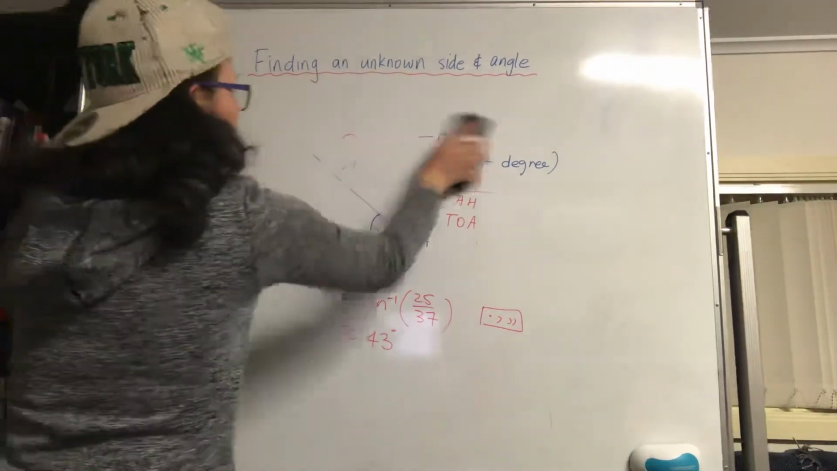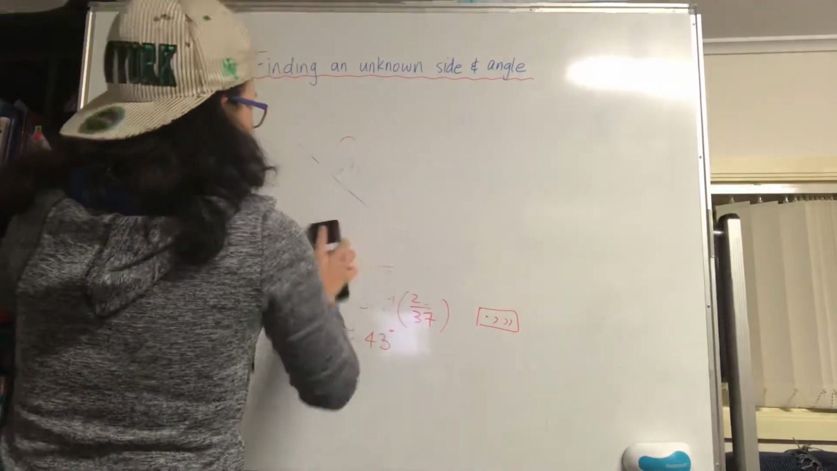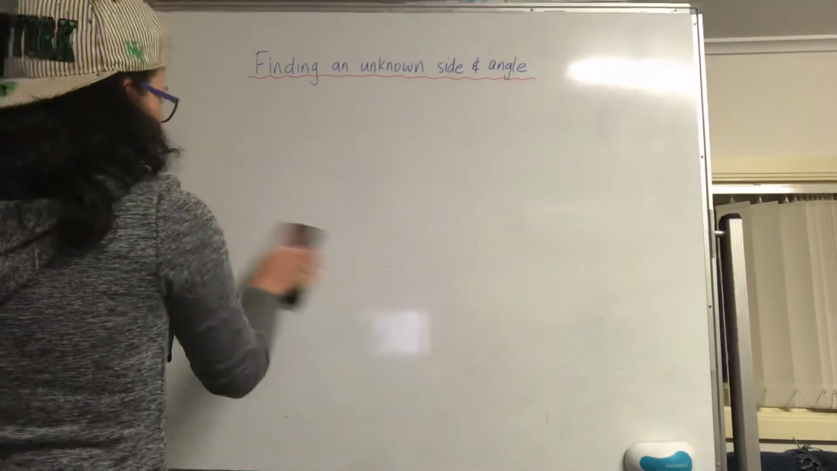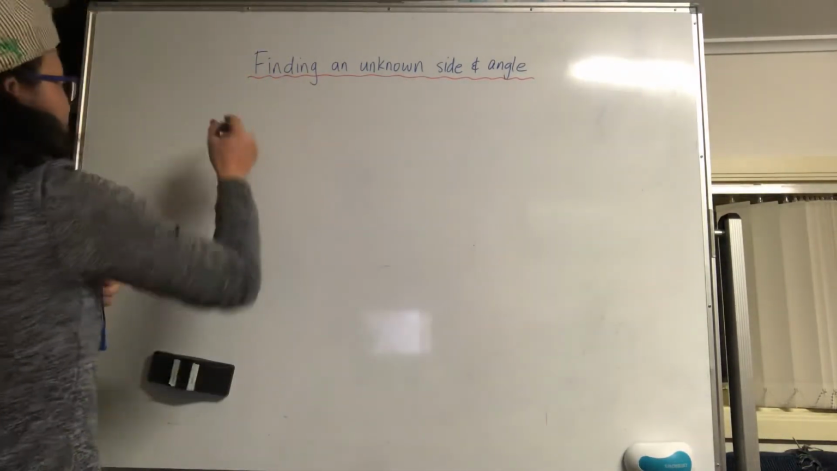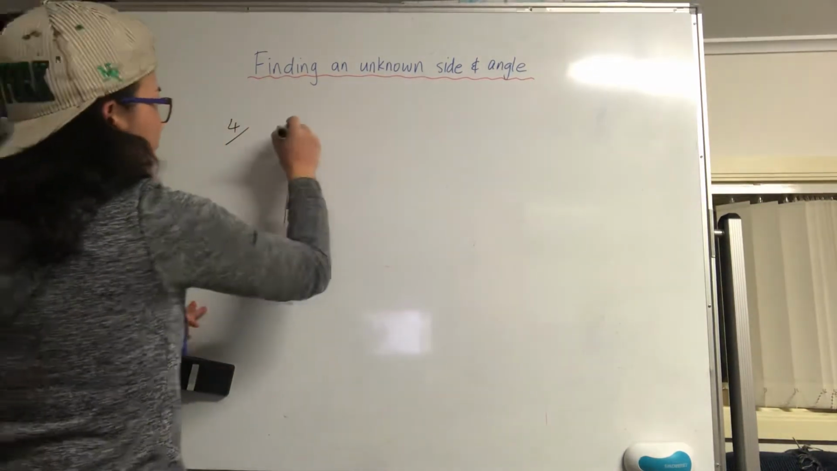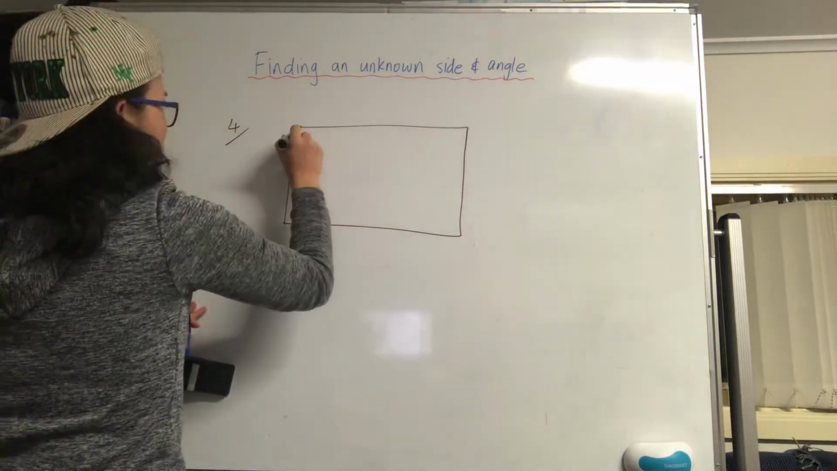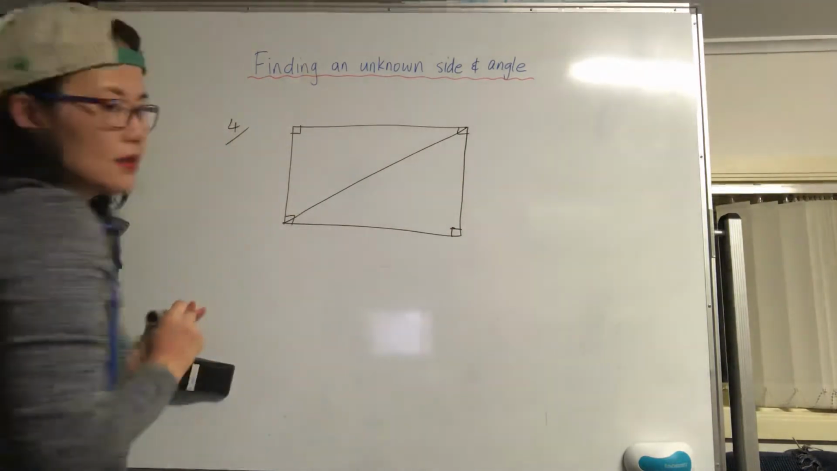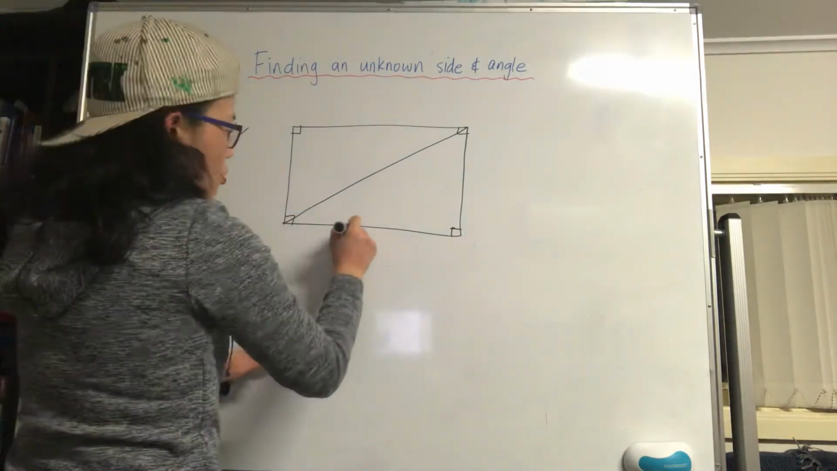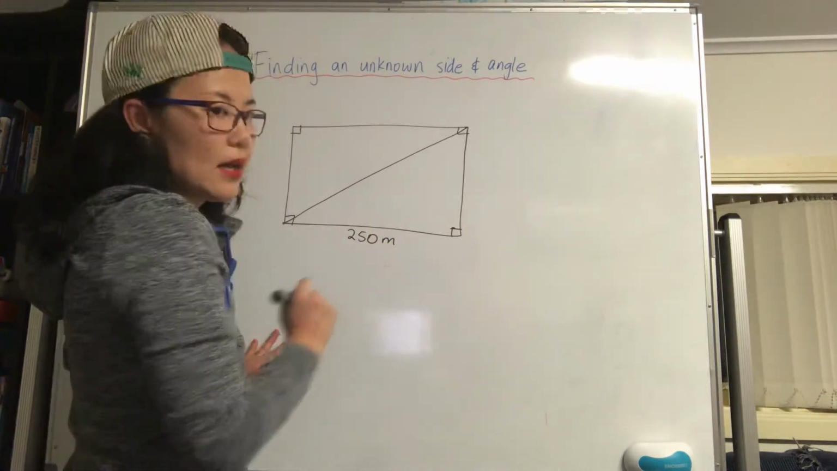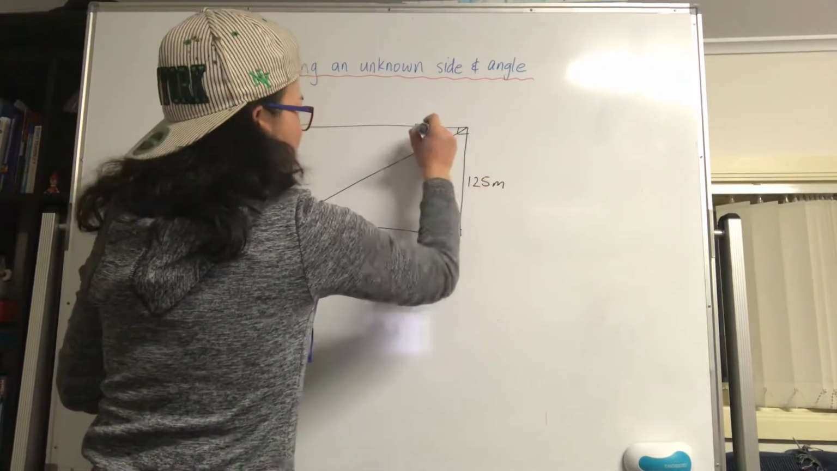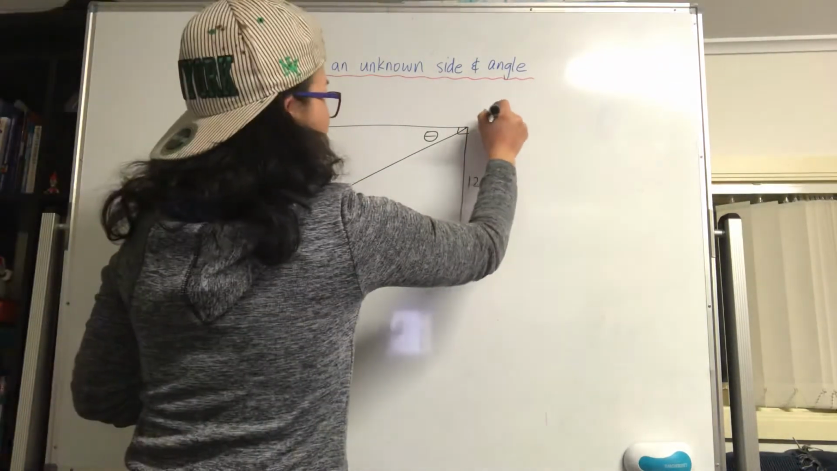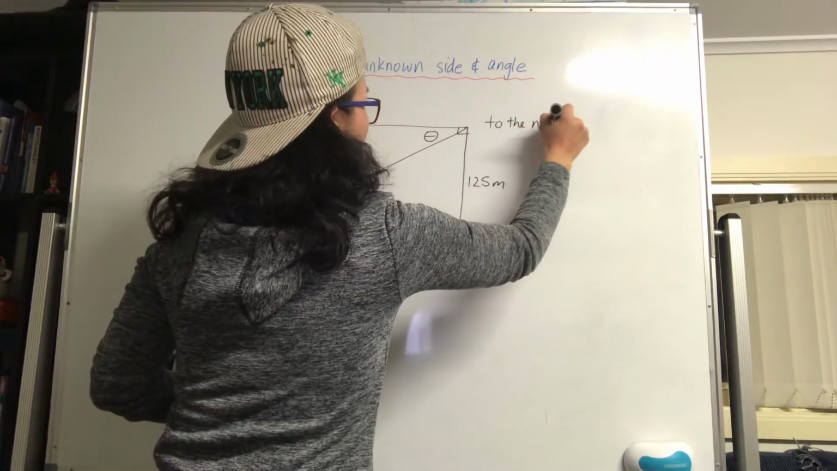Number 4 is a little bit different. It's not going to be a right angle triangle, it will be a rectangle. So I'm going to draw number 4 giving you a rectangle with right angles, and here is 250 meters and 125 meters, and that's a theta we have to look for. So theta to the nearest minute.